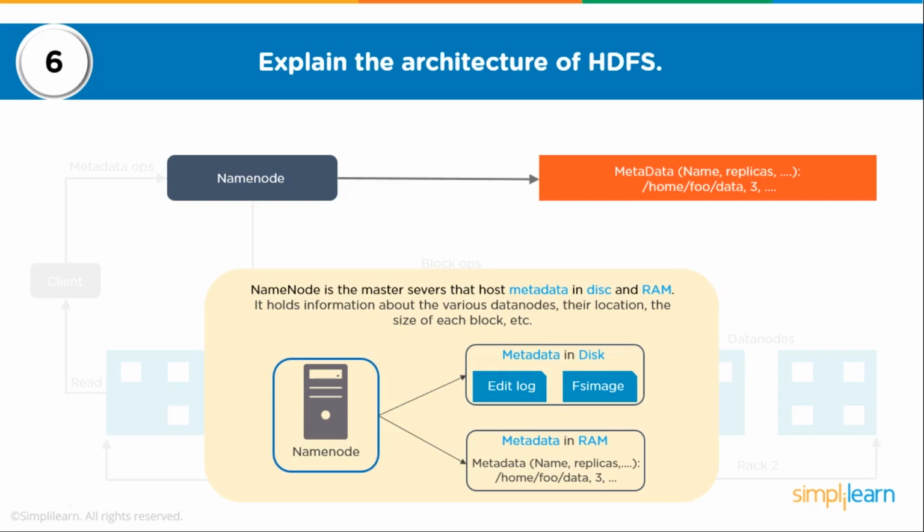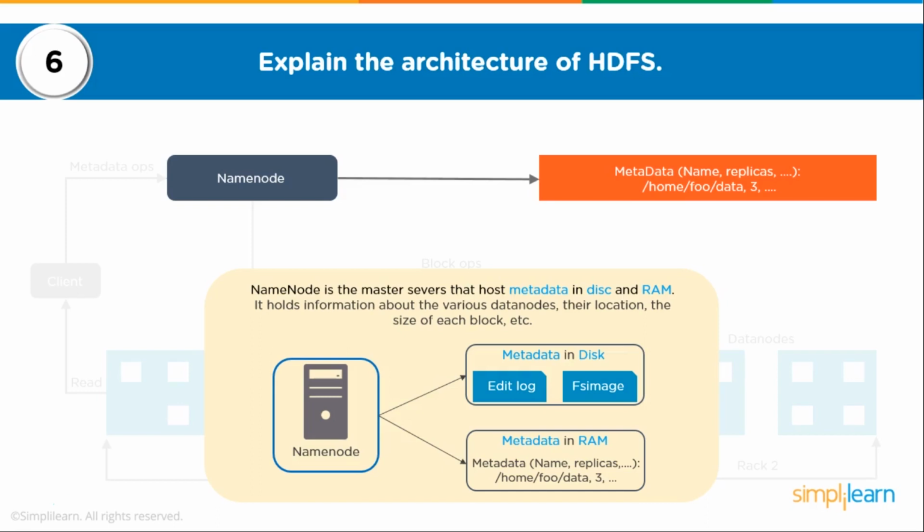in disk and RAM. So when we talk about disk, it basically has an edit log, which is your transaction log, and your FS image, which is your file system image. Right from the time the cluster was started, this metadata in disk was existing, and this gets appended every time read, write, or any other operations happen on HDFS.